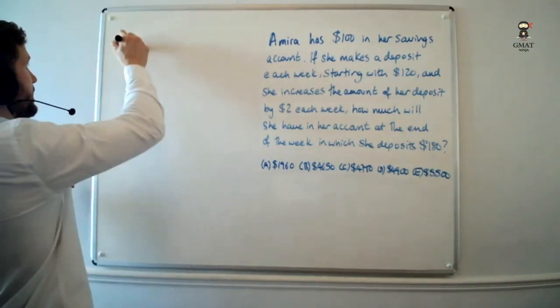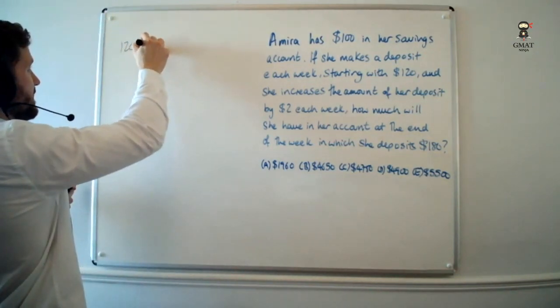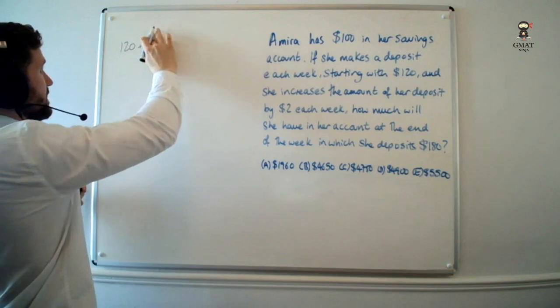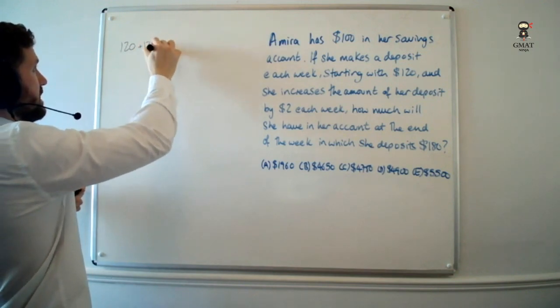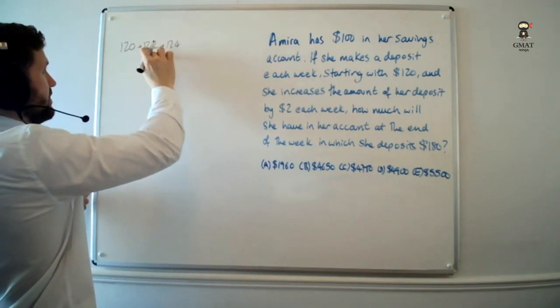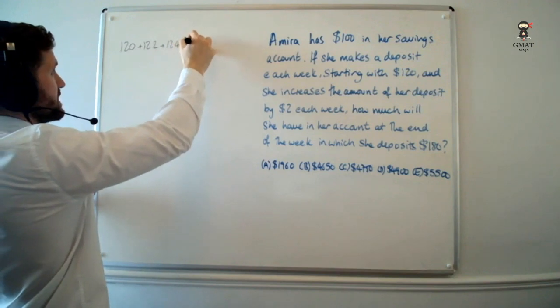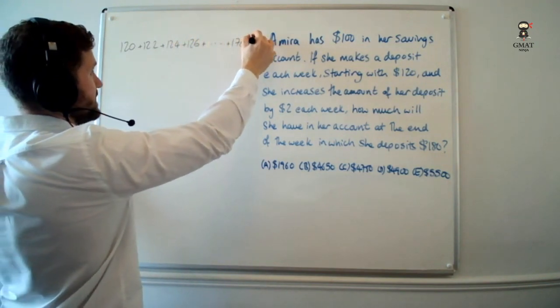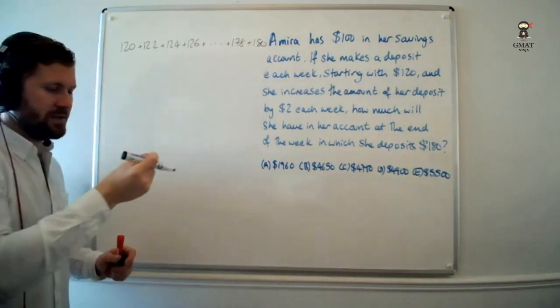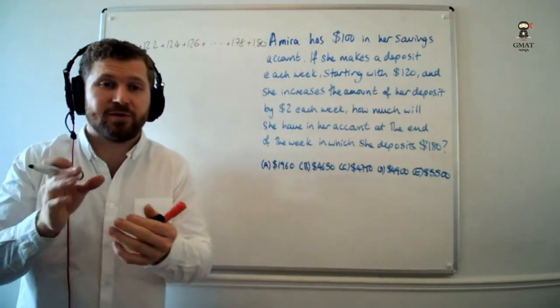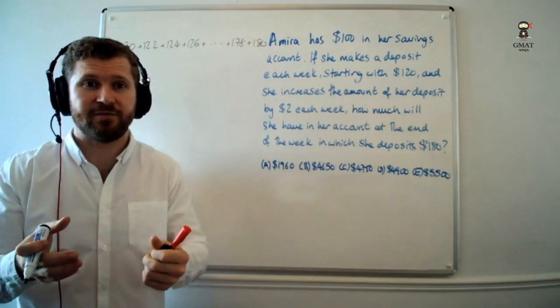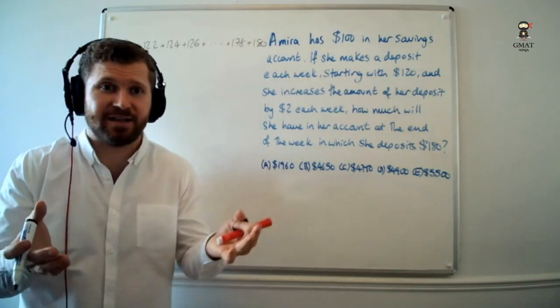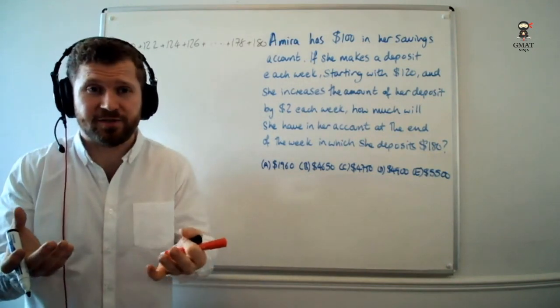And really, if we break this down, strip away the fact that we're dealing with money and just look at the situation involved, then I want to do 120 plus 122 plus 124 plus 126, all the way up to 178 plus 180. To make this as formal as possible, I want to find the sum of all the even integers between 120 and 180 inclusive.